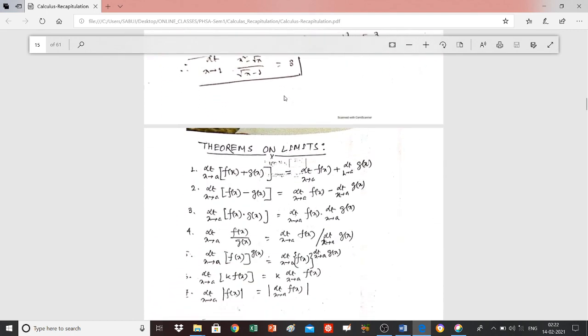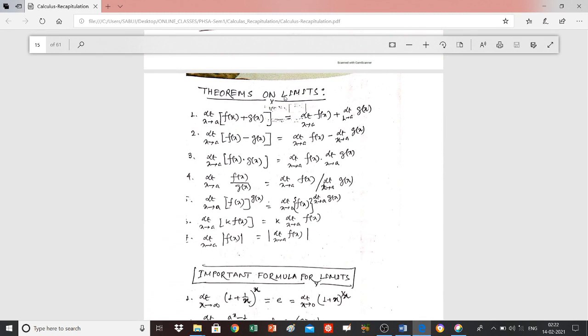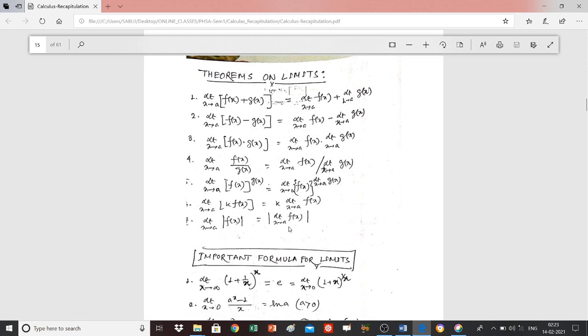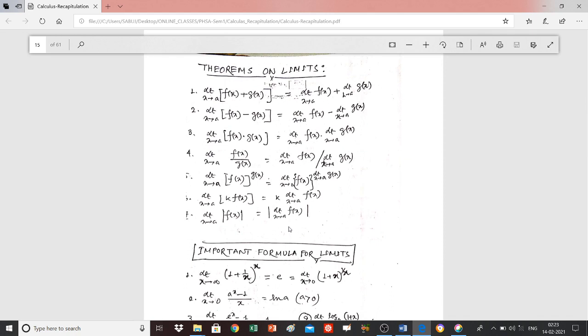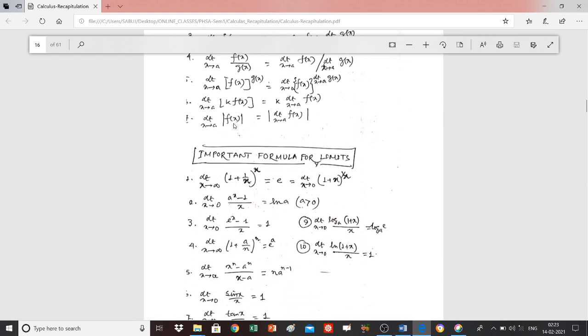Now theorems of limits. You already have a basic idea about limits from your previous classes, class 12, HS standard. Here I have summarized some theorems on limits. Just go through this, and if you have any problem where this kind of form of limits will appear, you should employ these theorems. So these are theorems and important formulas for limits.